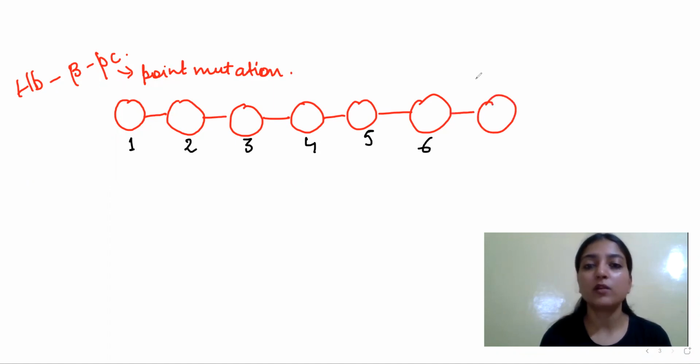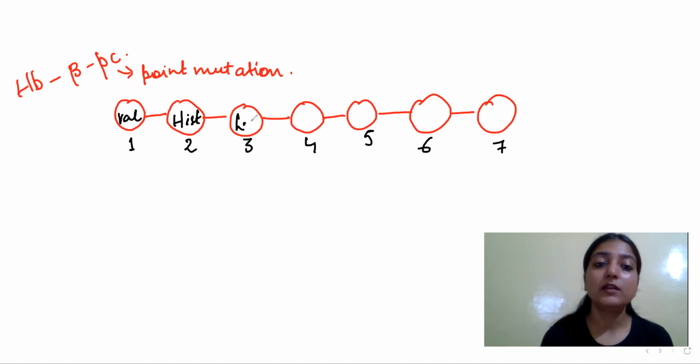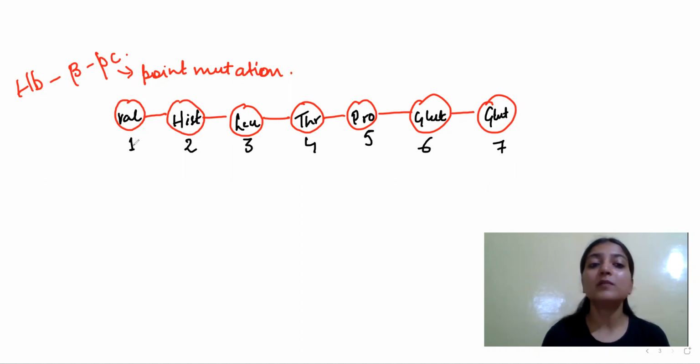You can draw one more here if you want. So now this is 7, right? First, valine amino acid is present, then histidine, then leucine, then threonine, then proline. Here glutamic acid is present, and again here glutamic acid is present, right? So this is the normal sequence of the amino acids present in the beta polypeptide chain, right?